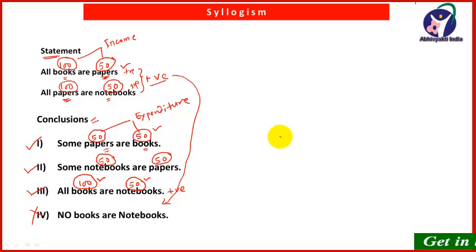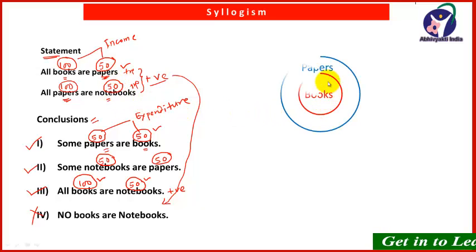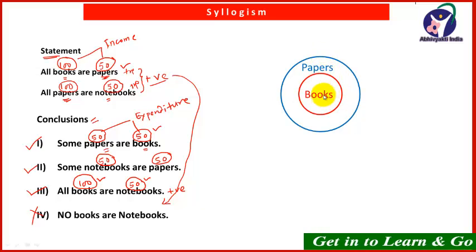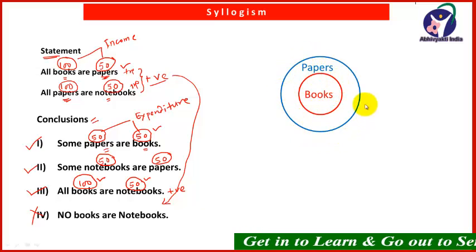Now let us see the Venn diagram method. Here it is given that all books are papers. So the books circle will be inside the circle of papers. Books and papers are nothing but the names of the sets. Remember these. These are the sets. One set is named books and another set is named papers.